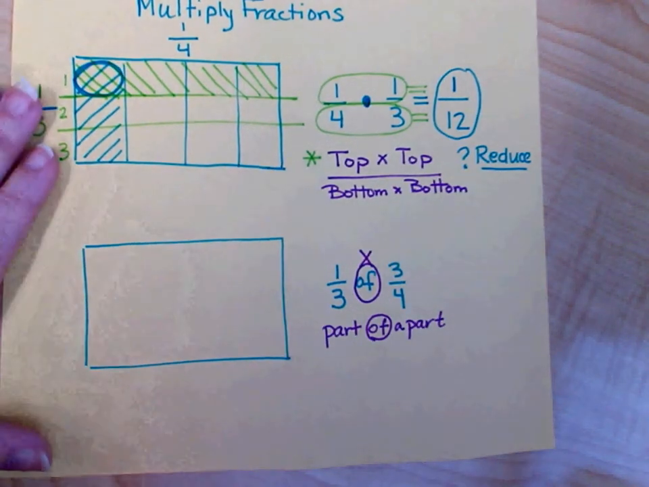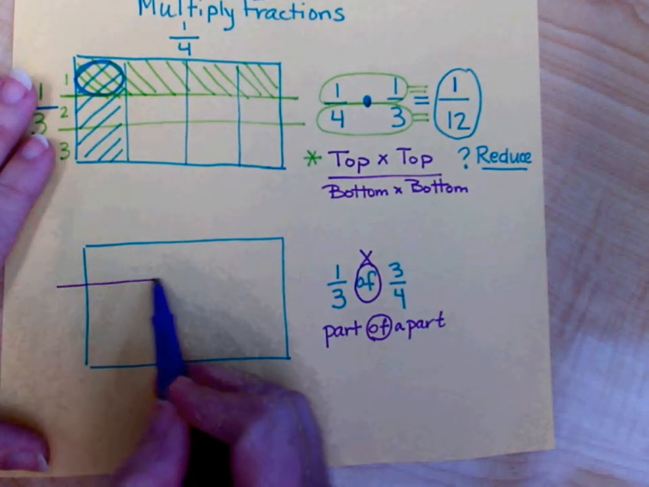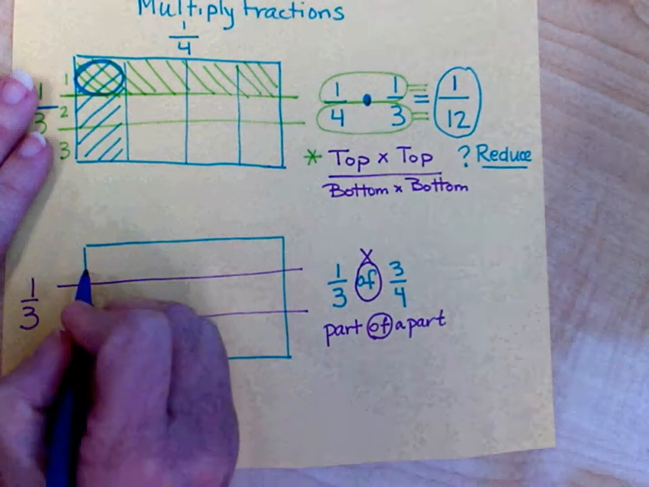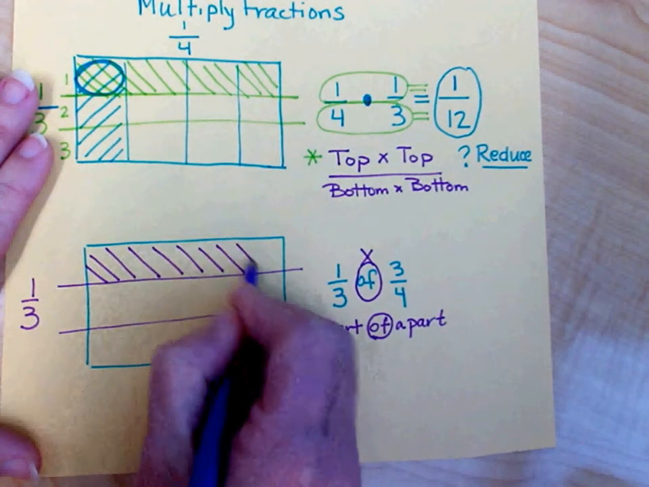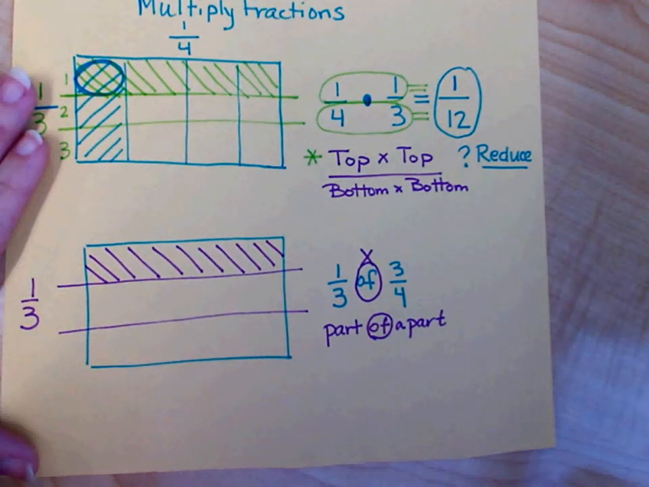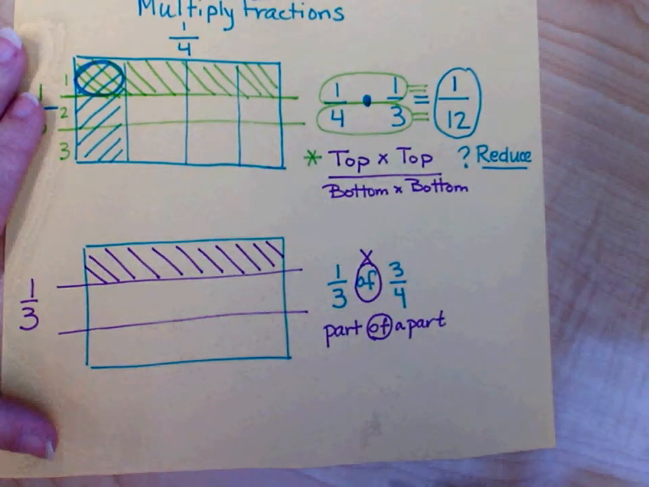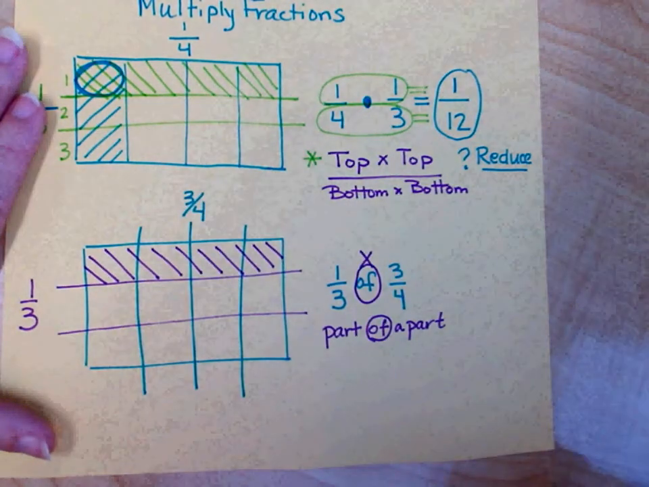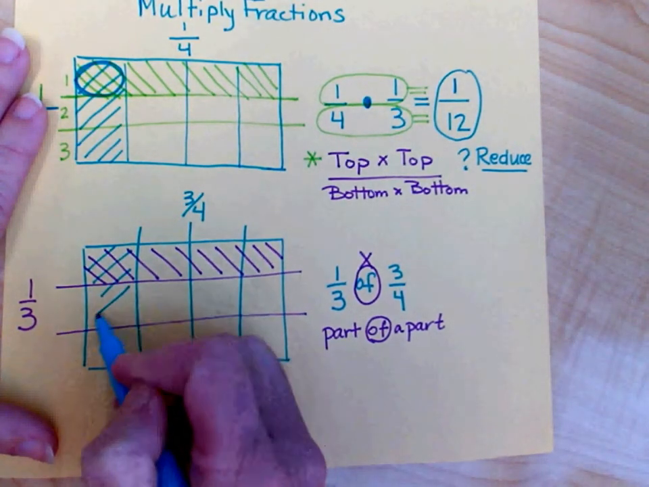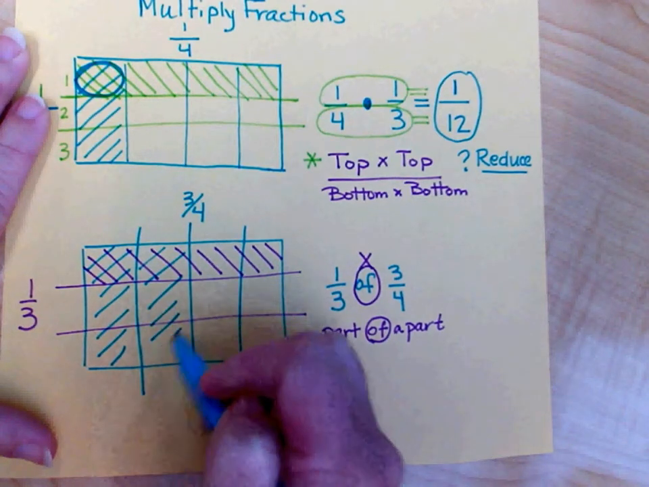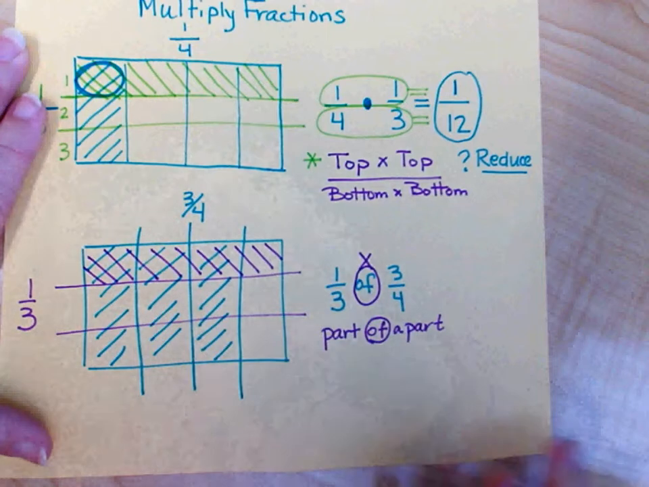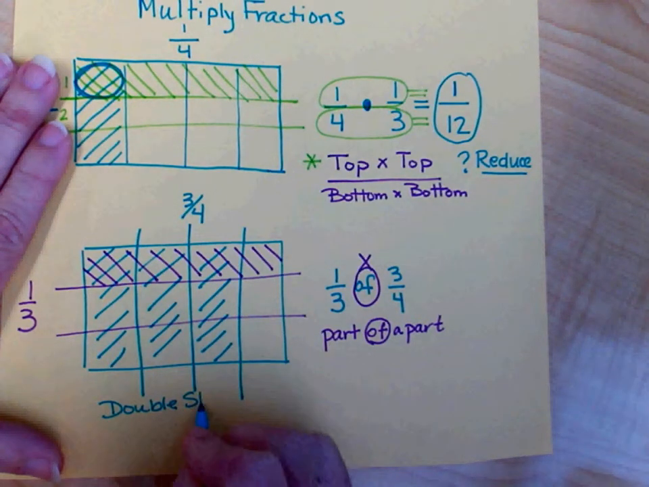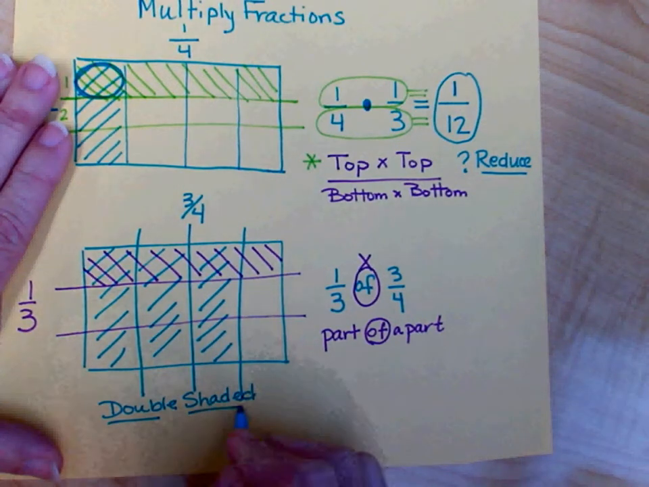So let's shade in and cut our pieces up into thirds. And let's label this 1/3. And yes, let's shade 1/3. Now I need to cut up into fourths. And how many pieces will I shade? 3. Because I have 3/4. And let's look. I'm looking for double shaded to guide me with my answer. So I'm looking for anything that is double shaded.